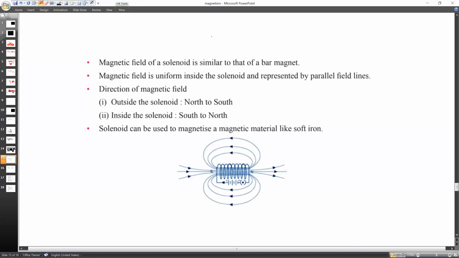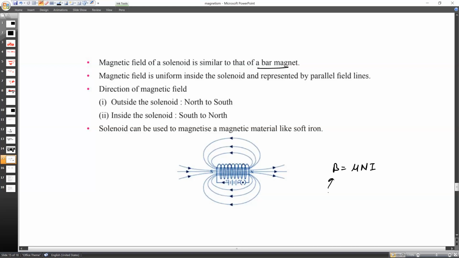Now the magnetic field of a solenoid is similar to that of a bar magnet. But what is the difference? It is an electromagnet, so we can reverse the direction of the magnetic field by just changing the direction of the current. The strength of the magnetic field can be increased or decreased by changing the current and number of turns. So B is equal to mu naught n I.